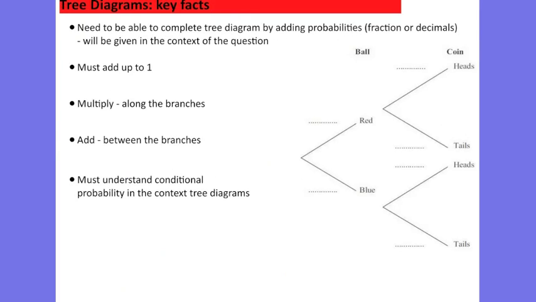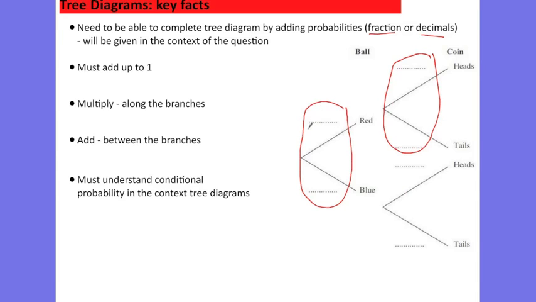Tree diagrams. You need to be able to complete a tree diagram by adding probabilities to the tree diagram. Probabilities can be expressed normally as fractions or decimals, and these will be given to you in the context of the question. They must add up to 1. So if we look here at this tree diagram, the probabilities here on this branch must add up to 1. On this branch, adding up to 1, and same here, adding up to 1.